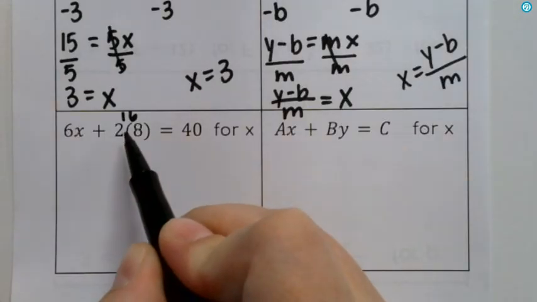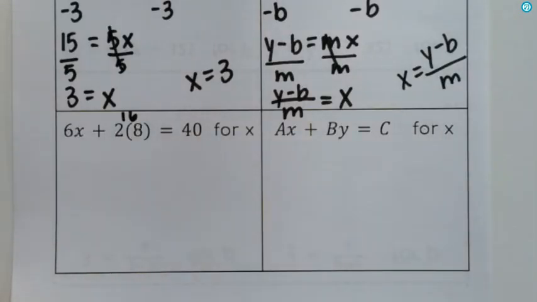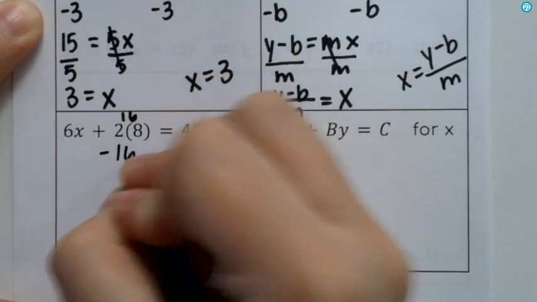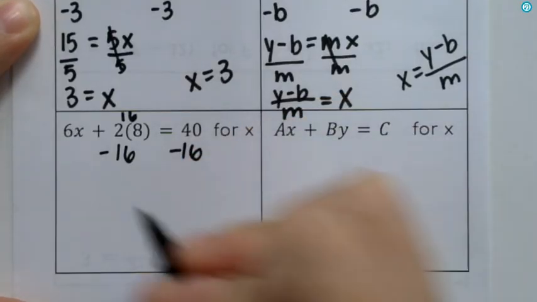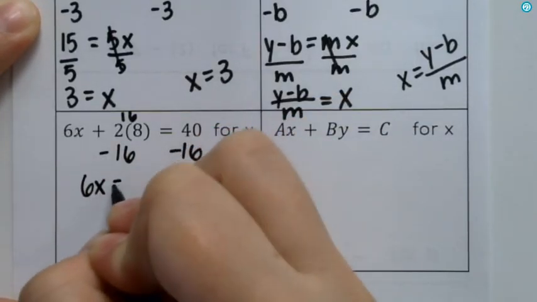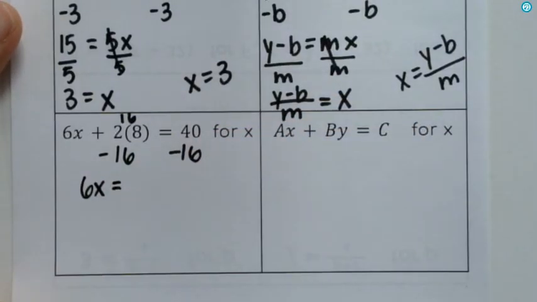our steps here, we're going to get rid of that 2 times 8, so we can subtract that 16. So we'll have 6x on the left equals 40 minus 16, which is 24.